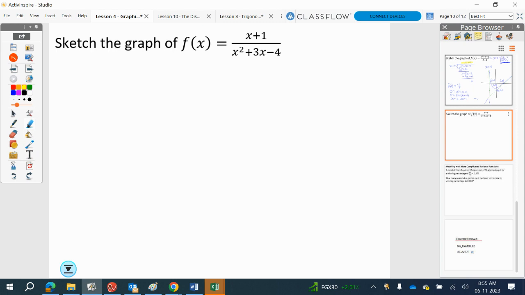Because the degree of q of x, x squared, is bigger than x. But then you have to check which one is.